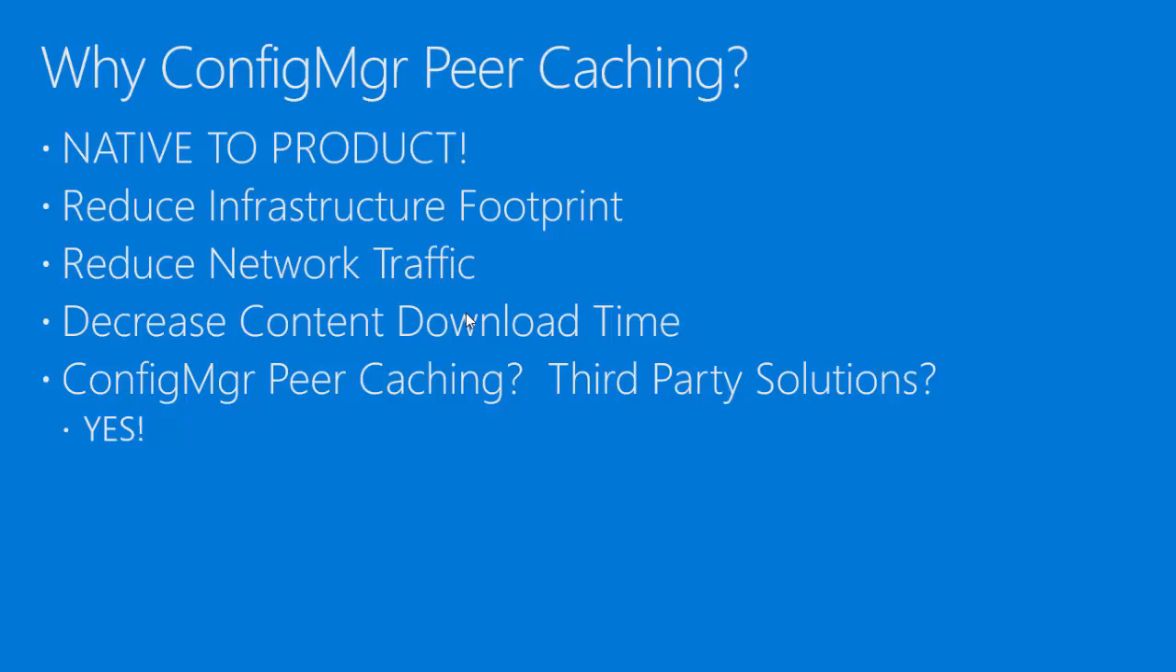Decreasing content download time. If we can get it locally from our peer that is in our same boundary group with ConfigMgr, and since those boundary groups should respect network configuration and put similar systems on similar segments together, or at least where you have fast connectivity, right? Then it will help you download content in a quicker amount of time. So the question again, ConfigMgr peer caching, third-party solutions, which should I use? The answer could be, and sometimes is, yes, to both. It's just understanding the abilities, the capabilities, your network, how it fits in, those kind of things. But definitely take a look at it. Since it is native, it makes a lot of sense to look at.